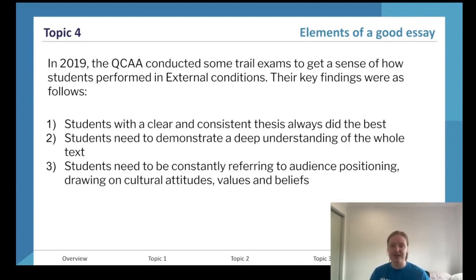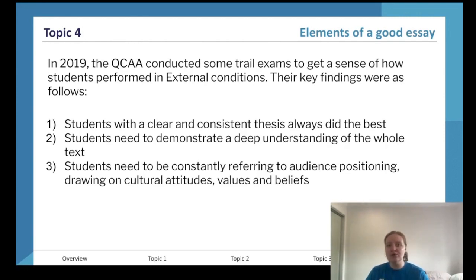Number one, and most importantly, it's this, daylight and everything else: students need a clear and consistent thesis to do the best that they can. It's as simple as that. The thesis is the golden element of the essay. If a student does not have a thesis, if it's not a good thesis, if it's not adhered to, then they're not going to do well.